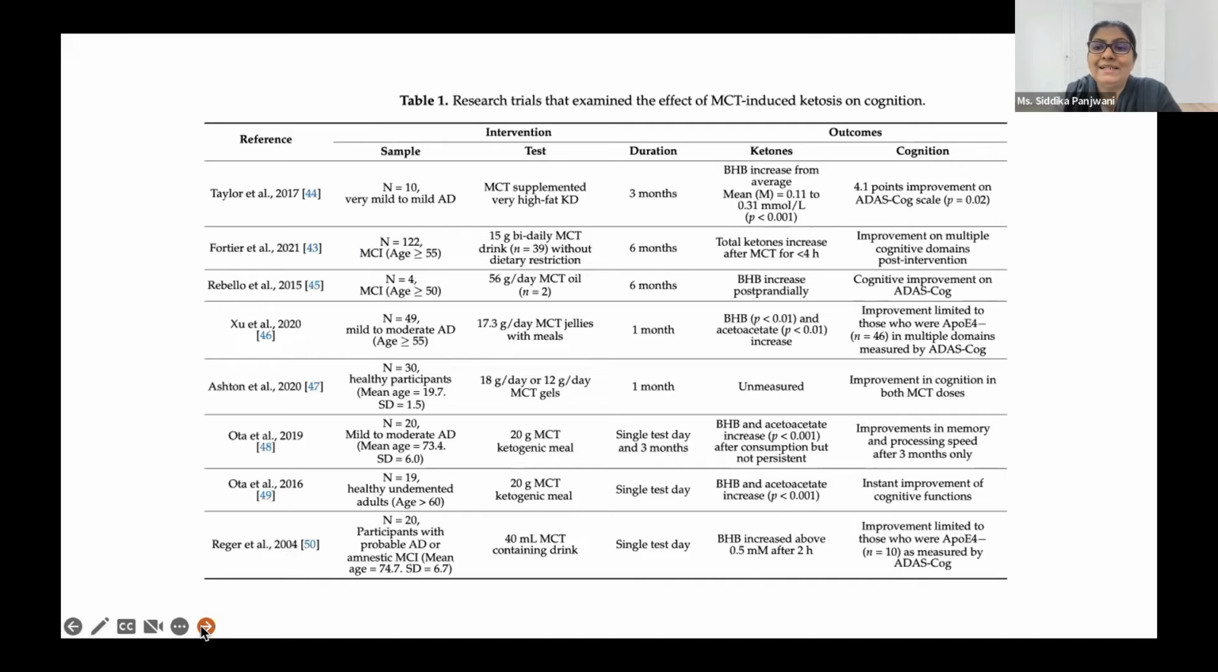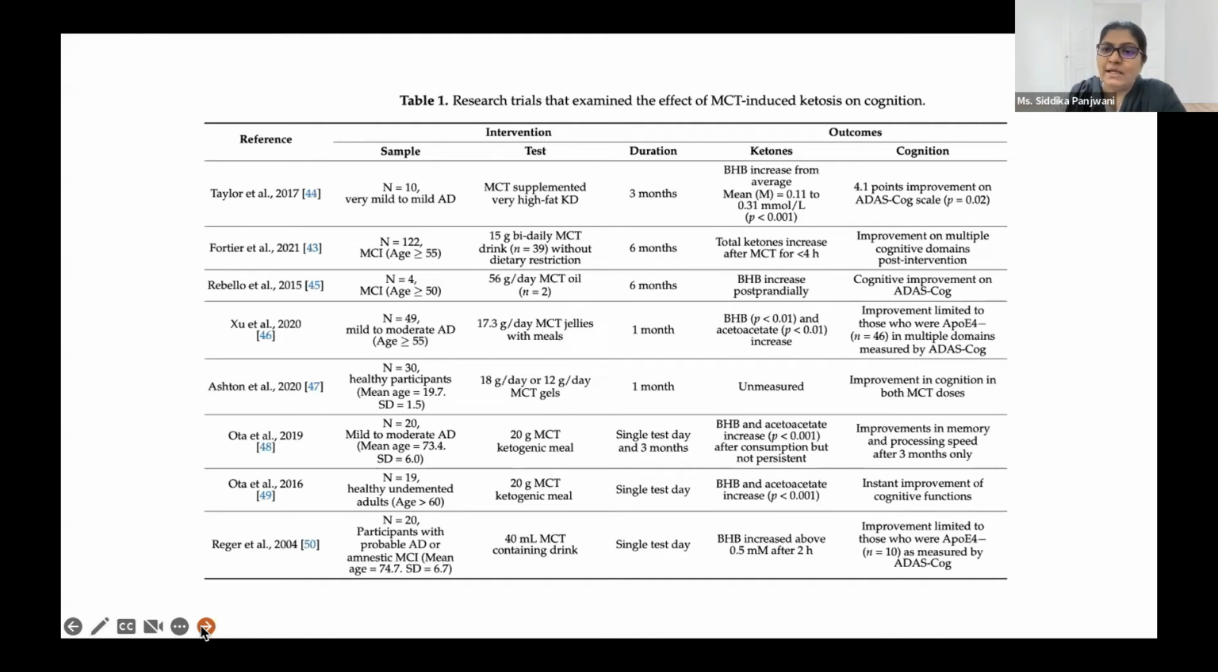And they have predominantly used MCT, because using KD in a population which lacks insight, which is unwilling to follow dietary restrictions, is challenging, which is why MCT could be an option, is what they are postulating. And across studies, there has been some degree of improvement on the ADAS-Cog score, which shows that even MCT per se is able to make some degree of difference in terms of cognitive abilities.